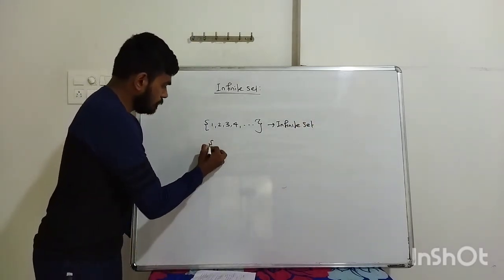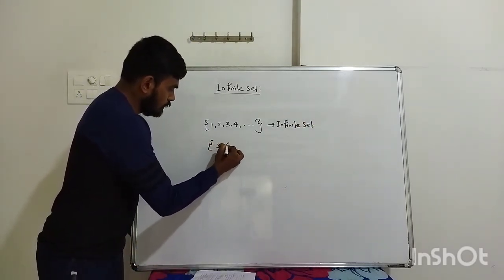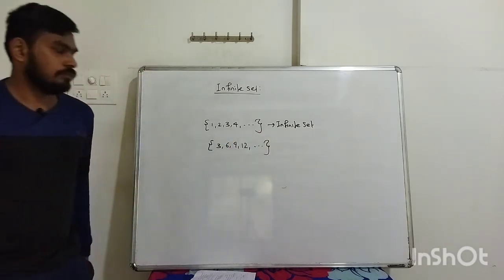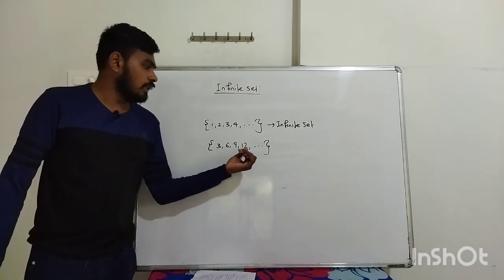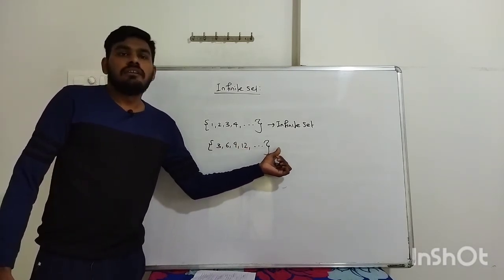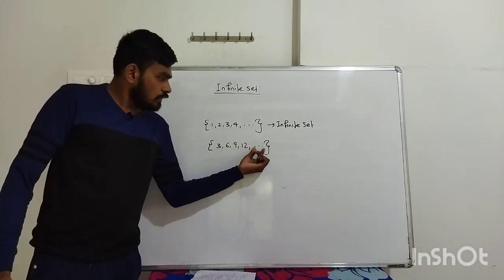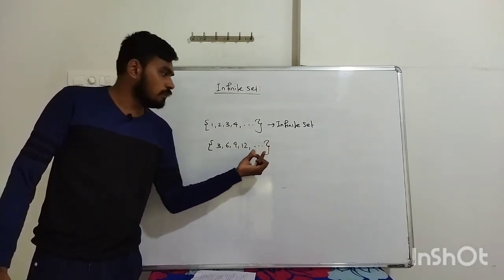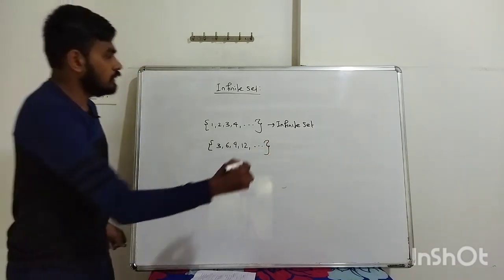Similarly, like this, 3, 6, 9, 12 and so on. This is the multiples of 3: 6, 9, 12. And since this doesn't stop, 12, 15, 18 and so on, it will go on. So this also becomes an infinite set.